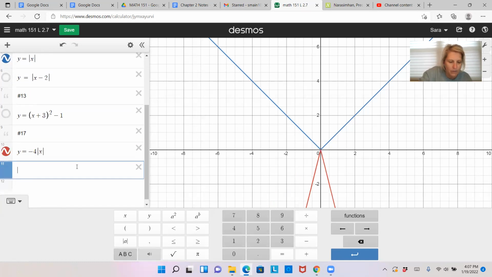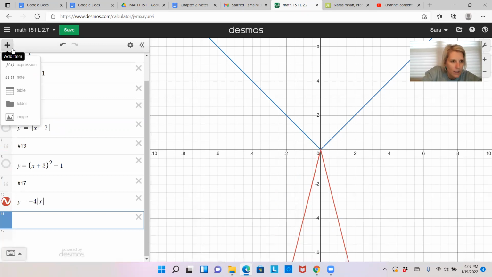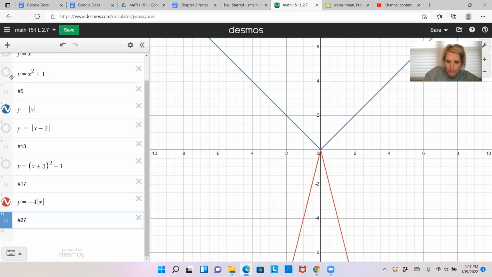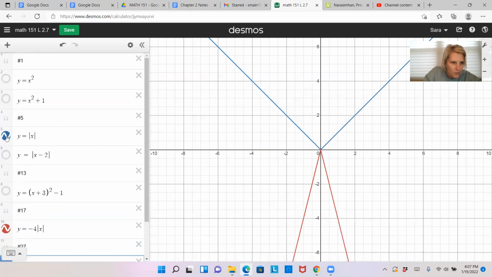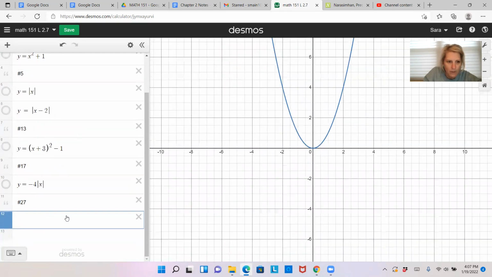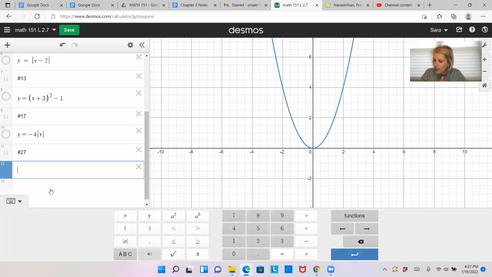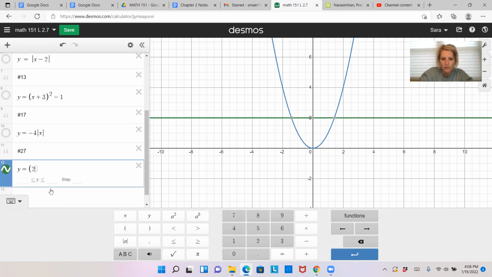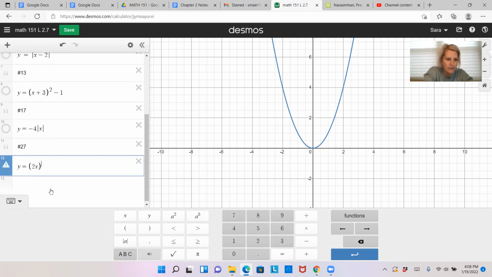Next, I wanted to look at number 27. So number 27, the base graph is this x squared graph, this parabola. And I want to show you two different things when the scaling is on the inside and on the outside. So 27 has y equals (2x) squared. The 2 is on the inside. So you can see that it's sharper here.